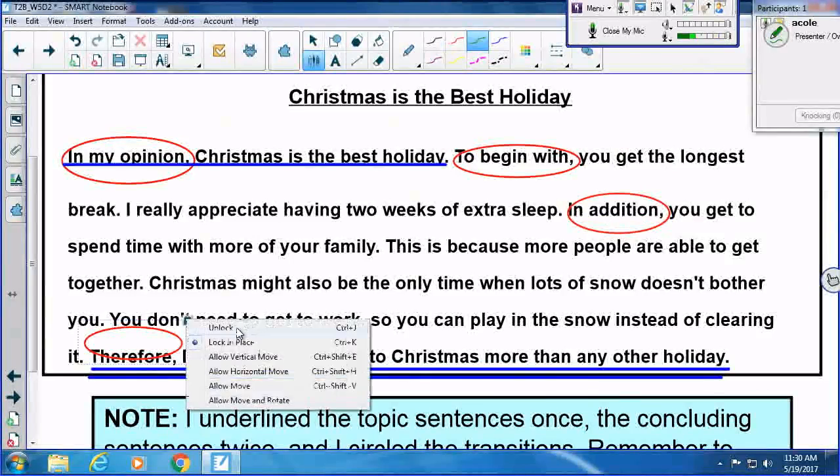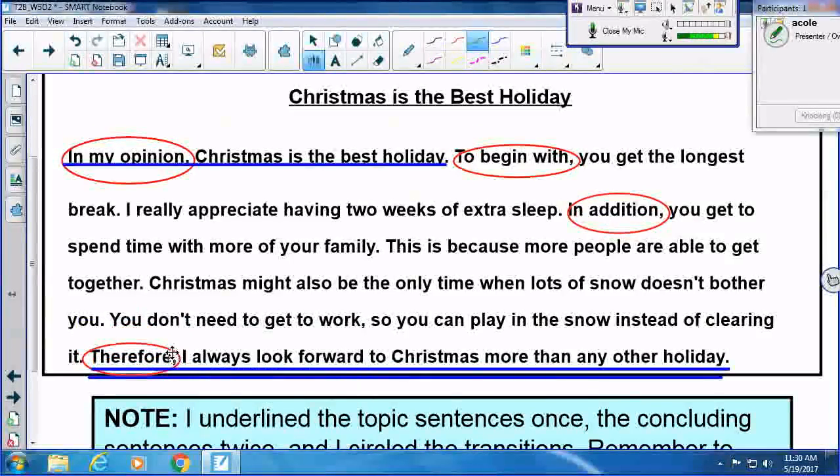In my opinion, Christmas is the best holiday. To begin with, you get the longest break. I really appreciate having 2 weeks of extra sleep. In addition, you get to spend time with more of your family. This is because more people are able to get together. Christmas might also be the only time when lots of snow doesn't bother you. You don't need to get to work, so you can play in the snow instead of clearing it. Therefore, I always look forward to Christmas more than any other holiday.